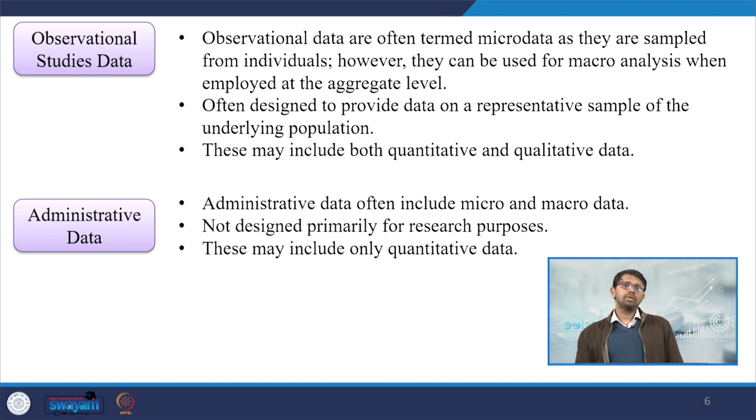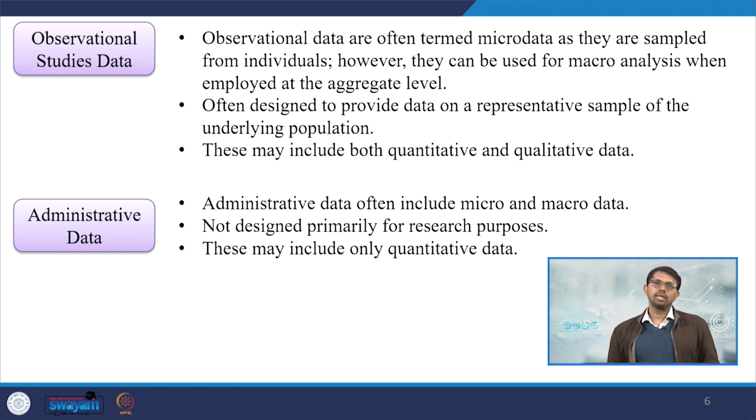Whereas the administrative data includes micro and macro aspects as well. These are not designed primarily for research purposes. These may include only quantitative data.